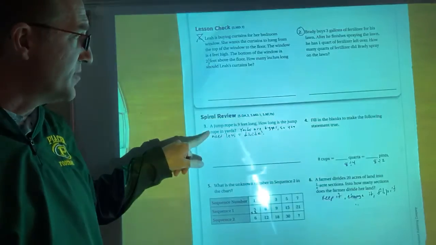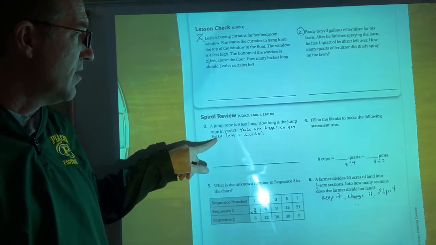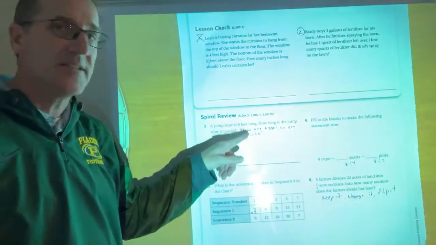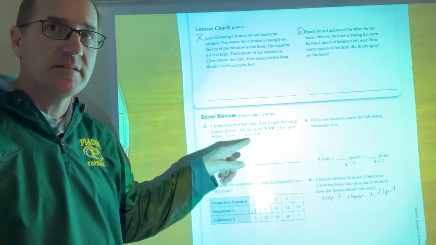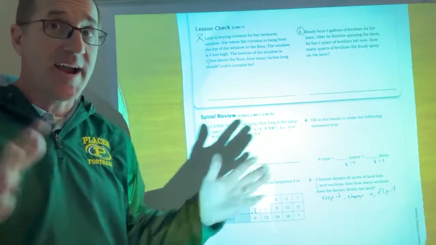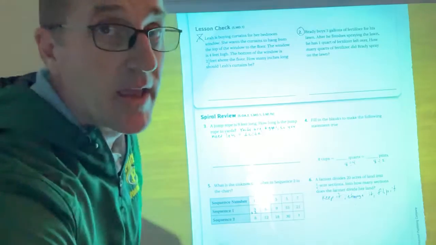Okay, a jump rope is 9 feet long. How long is the jump rope in yards? So I'm just going from feet to yards. So this is pretty basic. Okay, it's not multi-step. Yards are bigger, so I need fewer. I will what? Or use my chart, right?